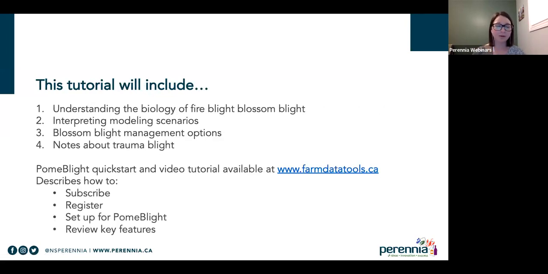All right, so the agenda for this session, first we're going to look at understanding the biology of fire blight, blossom blight. Then we're going to interpret modeling scenarios, and then overview of some blossom blight management options. And then I didn't want to ignore trauma blight. So even though we're focusing on blossom blight, I did want to throw in some notes about trauma blight as well. So like I said, the focus of this webinar is mostly on fire blight biology.